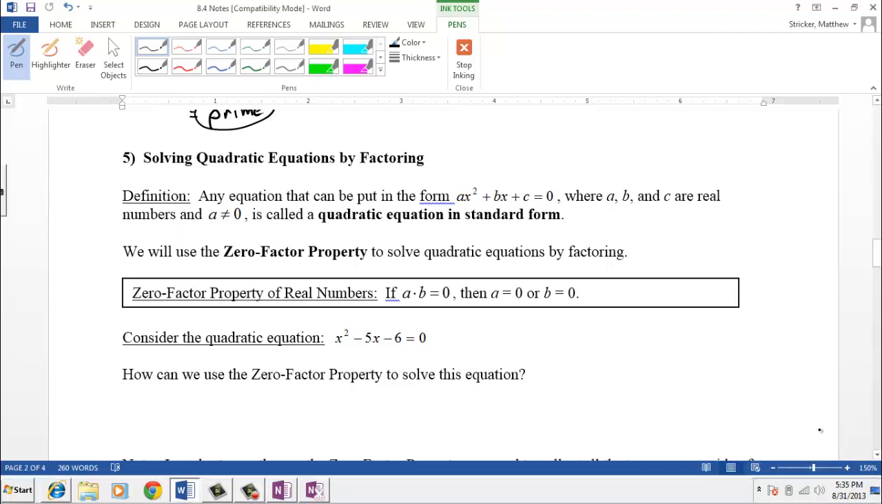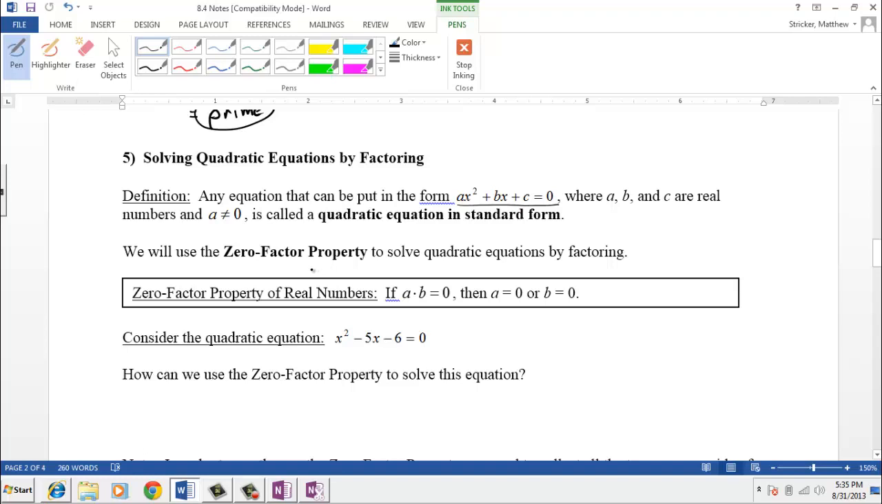So the last part here is the 5th section. We're going to now use our skills learned in factoring to solve quadratic equations. The property that we use to help us do this is the zero factor property, and it should make a lot of sense conceptually if we think about it. First of all, a quadratic equation is any equation that looks like our quadratic form, ax squared plus bx plus c, and is in the form where it's equal to 0.